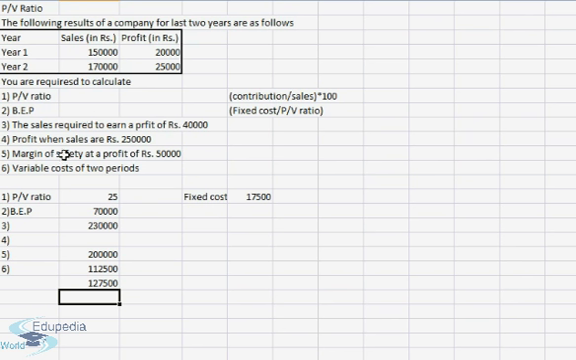This is how the profit volume ratio is helpful in calculating the break-even point and margin of safety in sales for a particular profit, or profit for a particular sales.